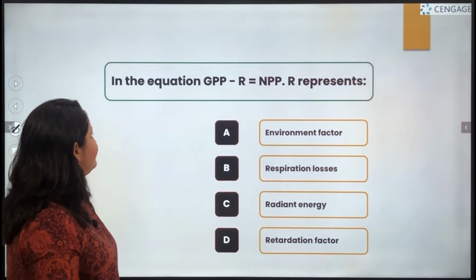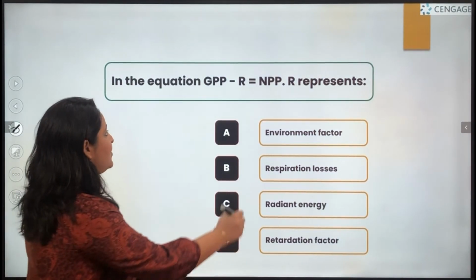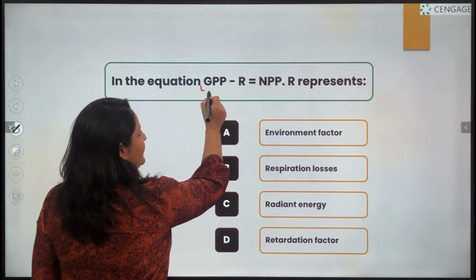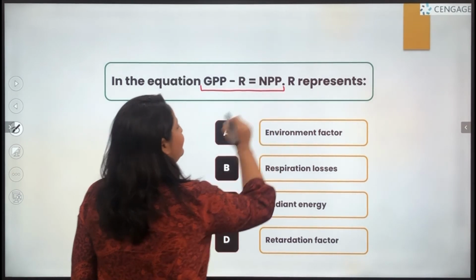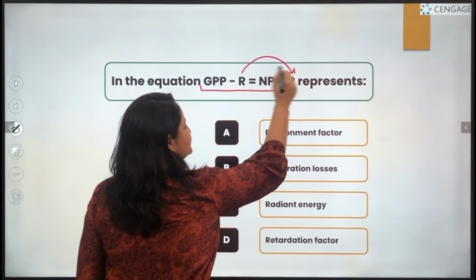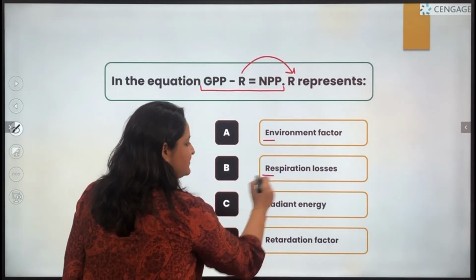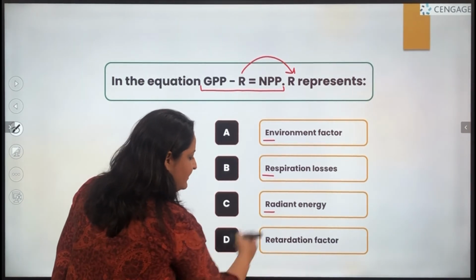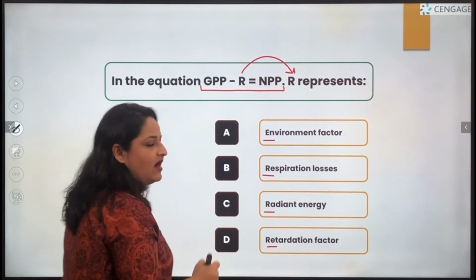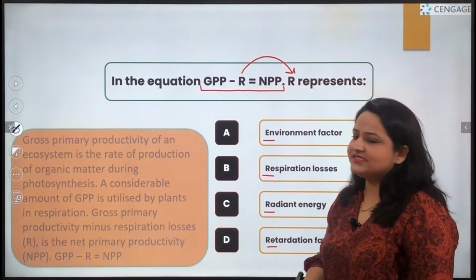So over here they have given an equation. This is a question from ecology. Here they have given an equation where GPP minus R is equal to NPP. And they have asked what this R represents. Is it the environment factor? Is it the respiration losses? Is it the radiant energy, or is it the retardation factor? Now we know what this equation signifies.